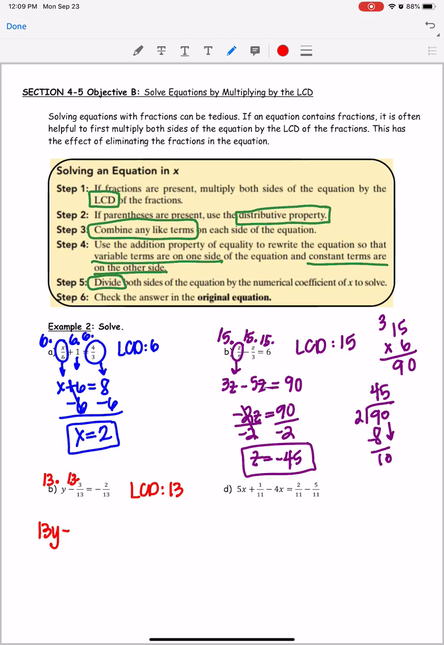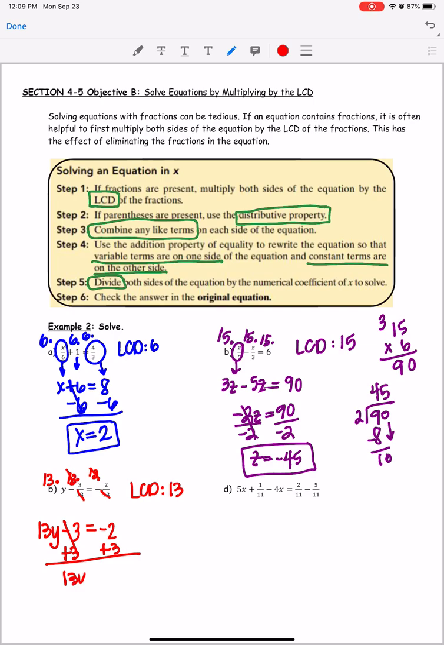13 times 3. My 13s are going to cancel, and I'm just left with the 3. Equals, and then multiply this by 13. Again, my 13s cancel, and I'm just left with a negative 2. So, get y by itself. The opposite of subtracting 3 is to add 3.